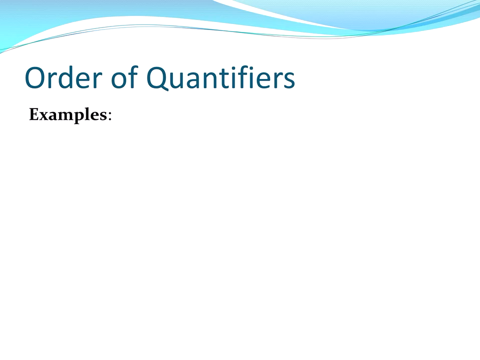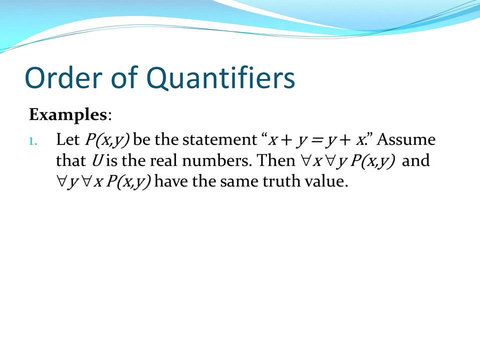Okay, the order of the quantifiers will matter, so let's look at some examples. All right, if I have the statement x plus y is equal to y plus x, that's our P of x, y, and our domain is the real numbers, then for every x and every y, P of x, y is the same as for every y and for every x, P of x, y. So it turns out that if you're using two universal quantifiers, you can switch them in front of the propositional function.